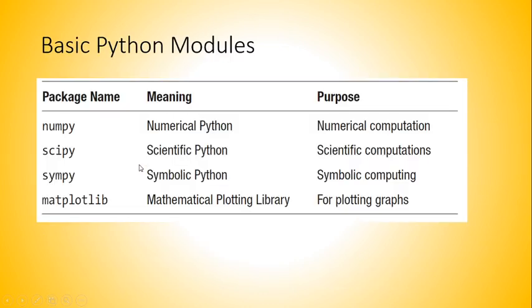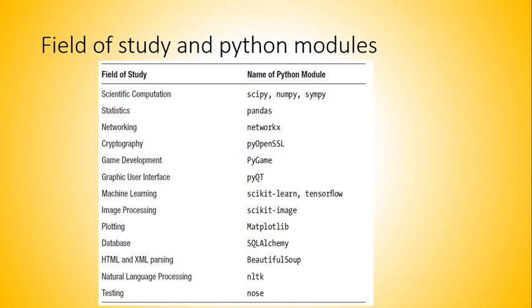So let's check which are the basic Python modules required for us in this subject. NumPy is available, SciPy is important for us, Symbolic Python is also important, and Matplotlib is also important. These four modules are the basic requirement in our subject. Besides this, there are other modules also as per the field of study. For example, if you want scientific computation, as I have already informed you, SciPy, NumPy, and Symbolic Python packages are required. For statistical analysis, Pandas is required.